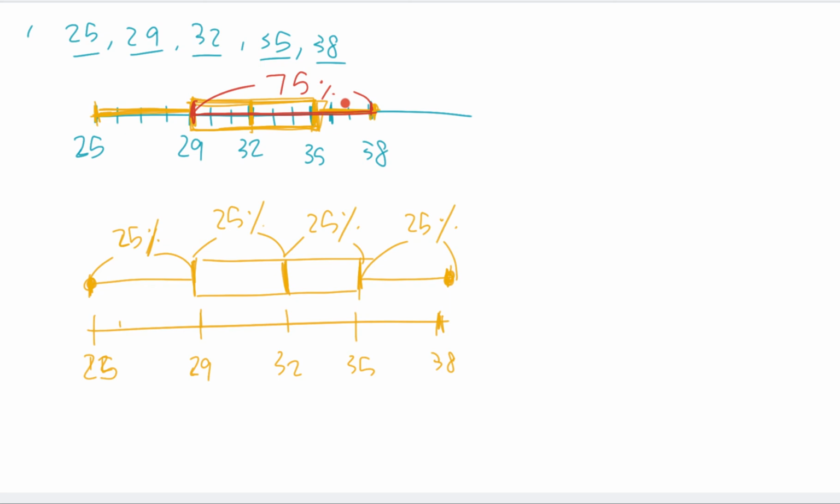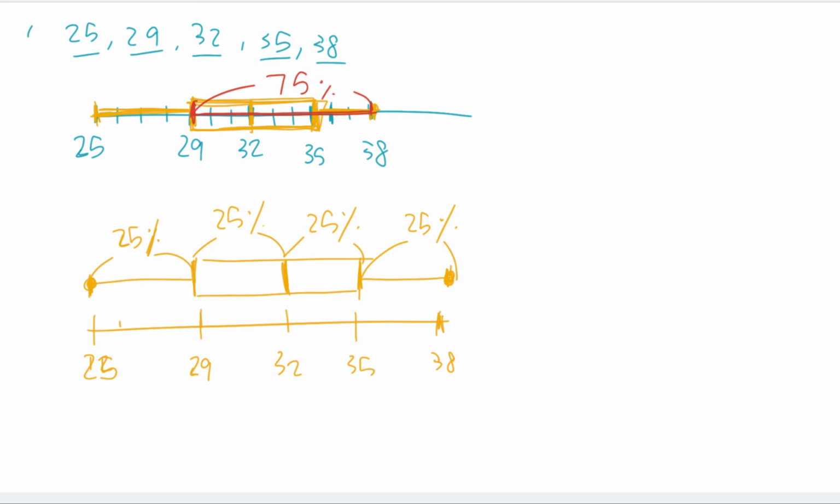Then what percent of the boxes of raisins weighed less than 29 grams? You can see that 25% of the boxes of raisins weighed less than 29 grams. So you can vary the questions like that. You can also ask, what percent of the boxes of raisins weighed more than 35 grams? More than 35 grams, it's only 25%. Okay, so hopefully you know how to interpret that data.